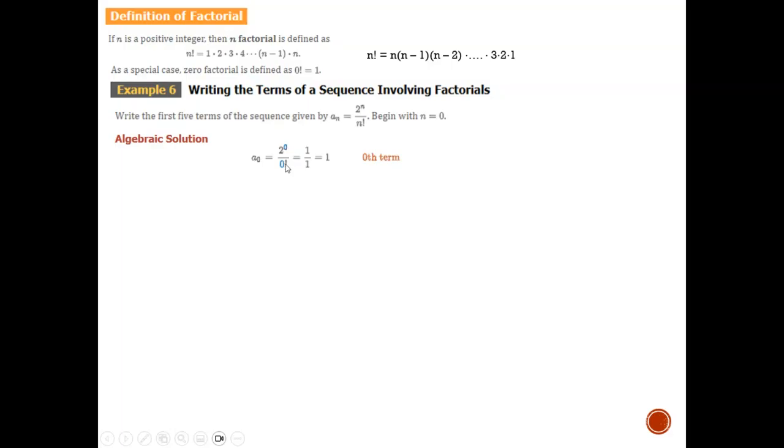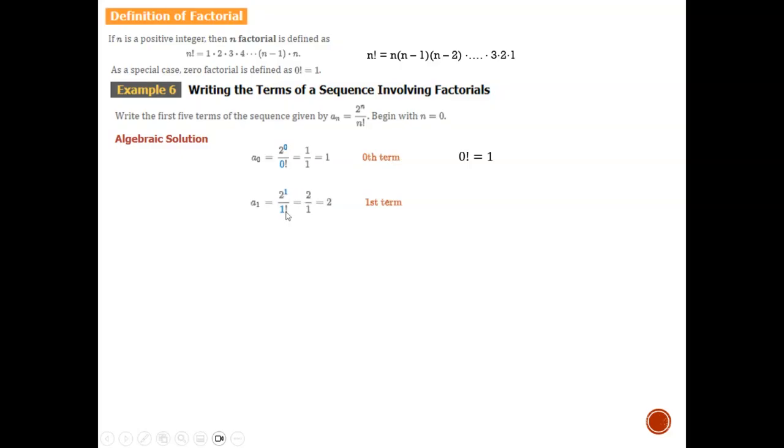So a sub 0 equals 2 to the 0 over 0 factorial. Anything to the 0 power is 1, and I just mentioned 0 factorial is also 1, so this gives us 1 over 1, or 1. Again, don't forget 0 factorial is 1. It's good to know these. We can evaluate these by hand, but again, you can always double check with your calculators as well once you find the factorial button.